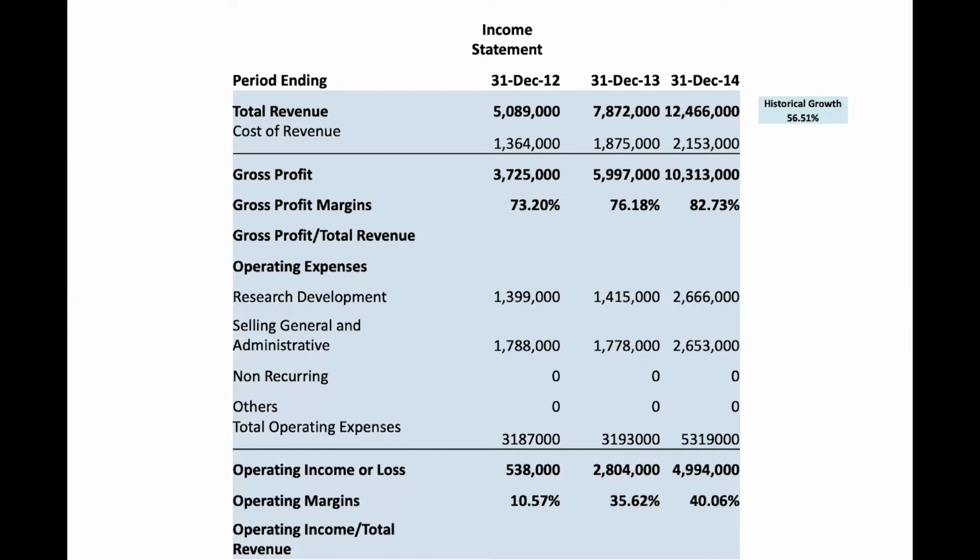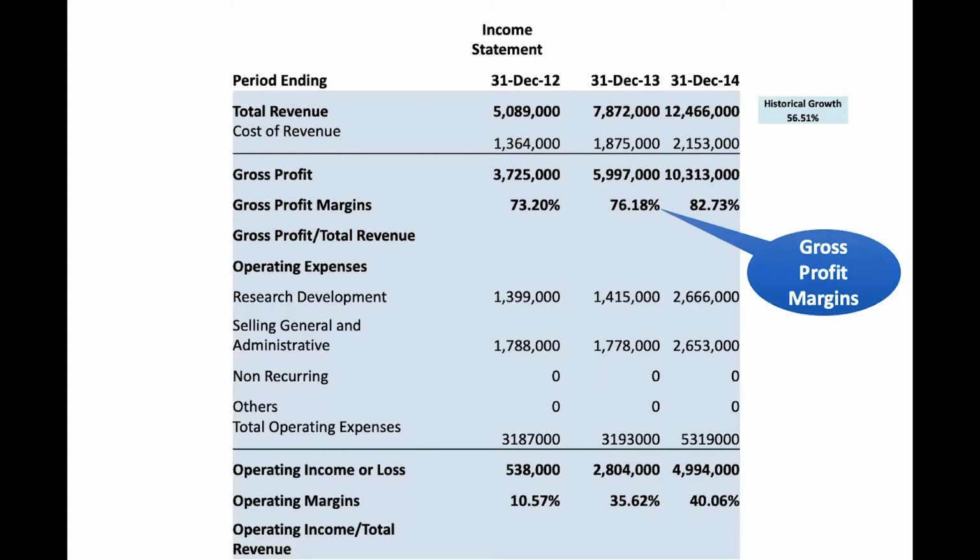This particular corporation's revenue for the last 3 years has grown at a compounded annual growth rate, also called CAGR, of 56%. This is a young company, a startup company, and you're seeing tremendous growth in revenue.